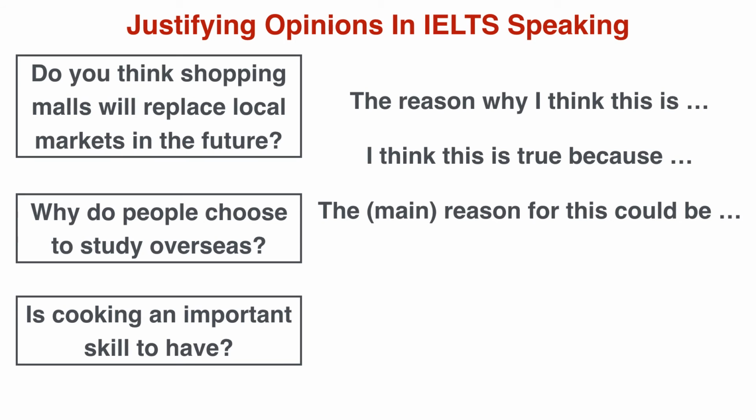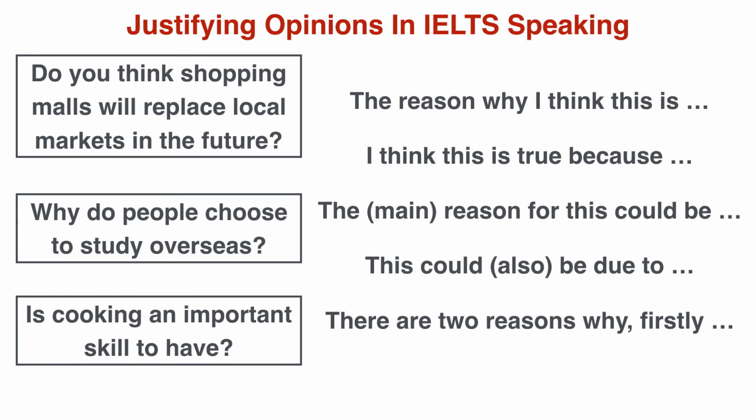So this language here, these are acting as discourse markers. It is introducing what you are going to say. So it is important. 2 more examples of language you could use. This could be due to. So instead of using because, okay, this could be because of. And there are 2 reasons why.